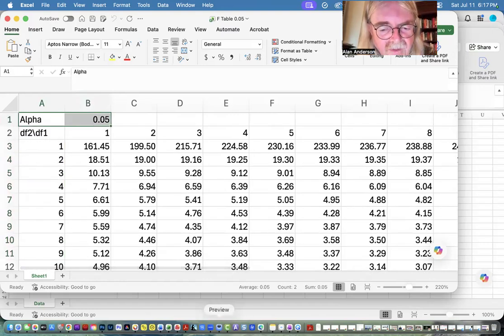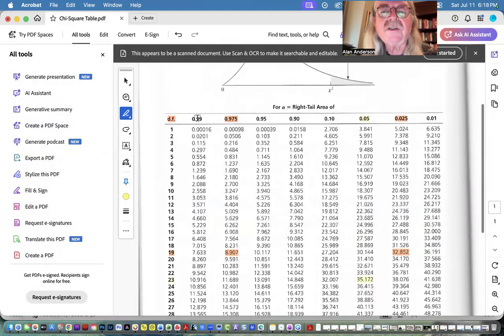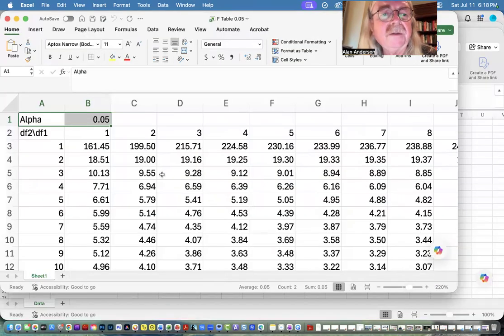Okay, the chi-square, there's plenty of alphas across the top. If you see here, for alpha equals right tail area, we can have all the alphas we want because there's only one type of degrees of freedom over here on the left. But when we need two different degrees of freedom, all of a sudden we need a new table for each possible value of alpha.